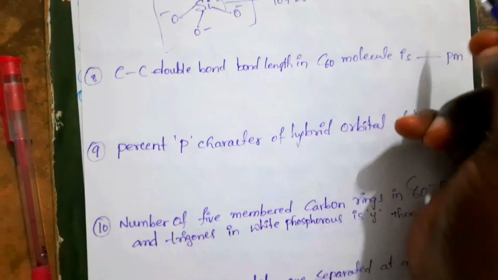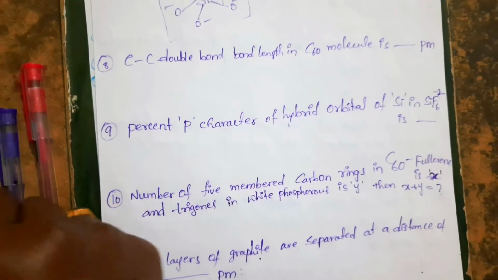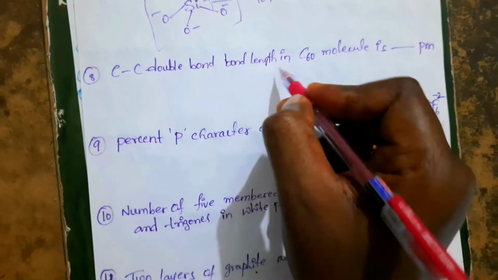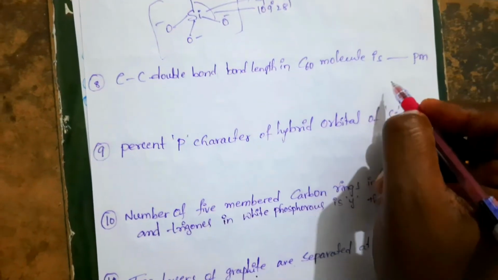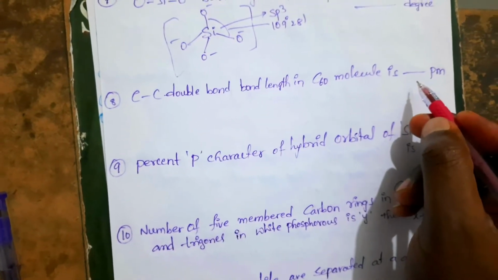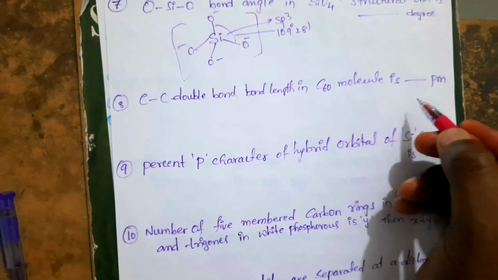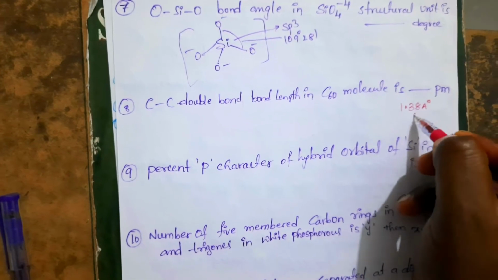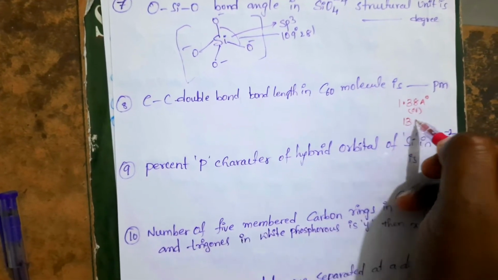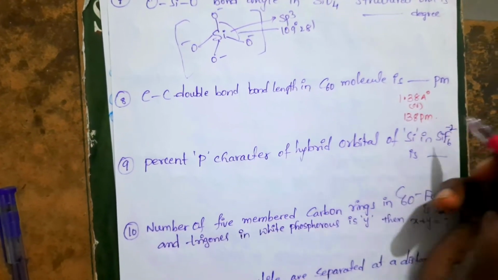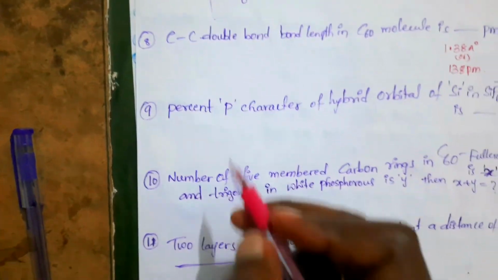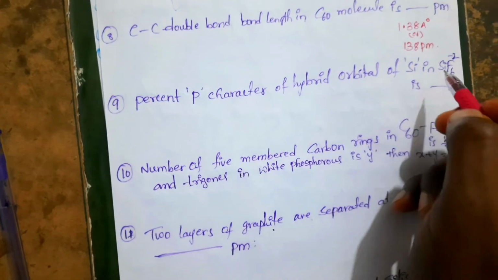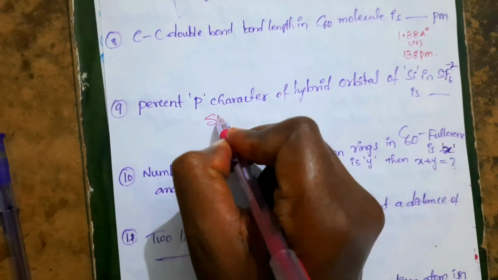Now the next one, the C=C double bond length in the C60 molecule, how many picometers they are asking. It is 1.38 angstroms, or else you can write it as 138 picometers. Is that clear? Now next one, the percent p character of the hybrid orbital of silicon in SiF6 2-.